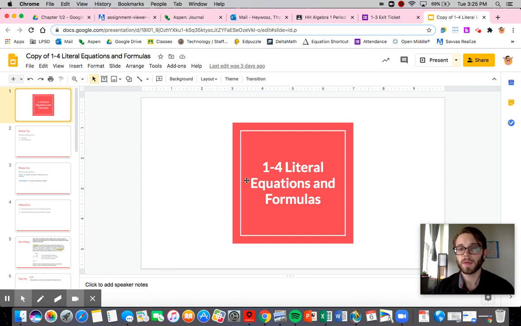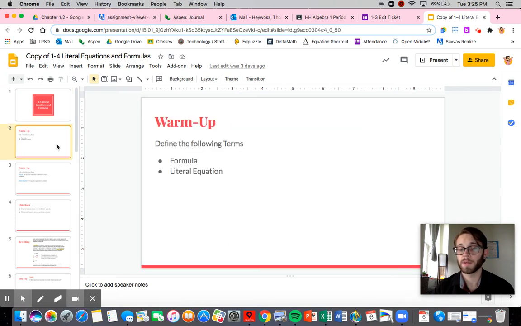Hi, everyone. I just wanted to take a minute to talk about what we are going to be doing today. Today, we're going to be dealing with literal equations and formulas. And to start things off, we should make sure we know what a literal equation is and what a formula is. So, that is what you are going to do first. You're going to define literal equation and formula.